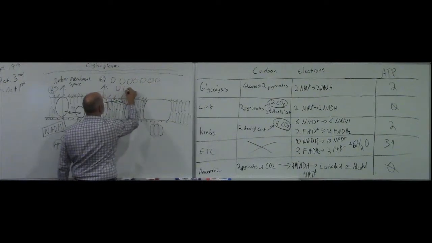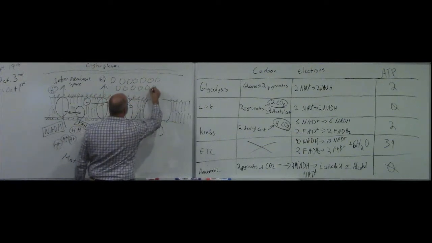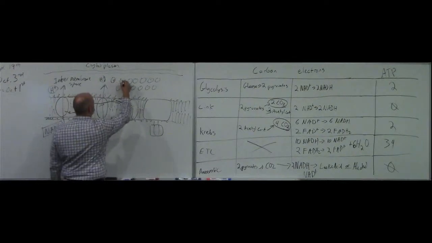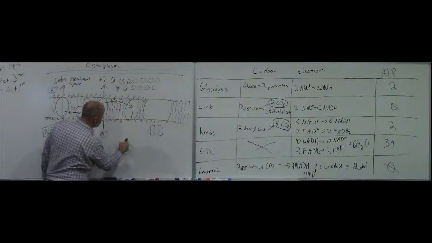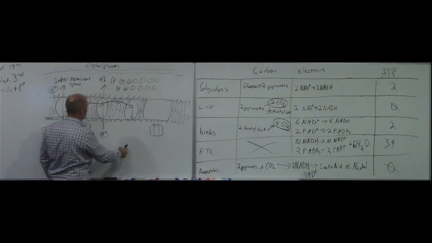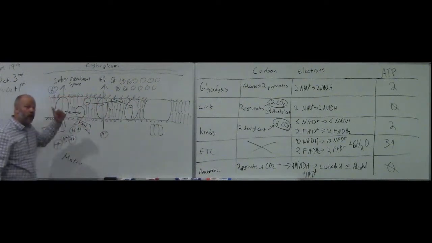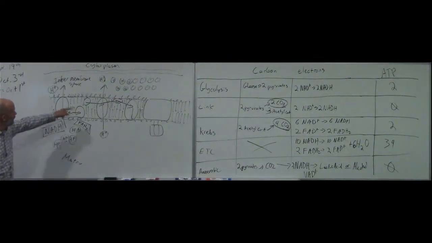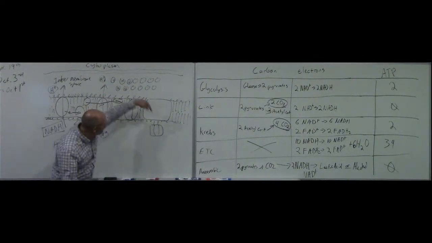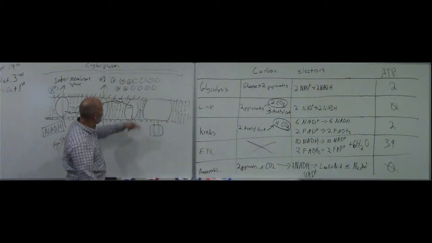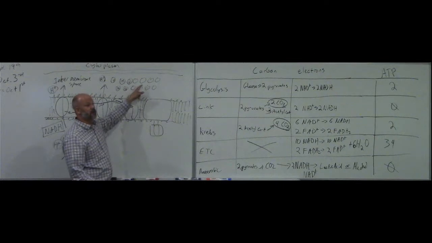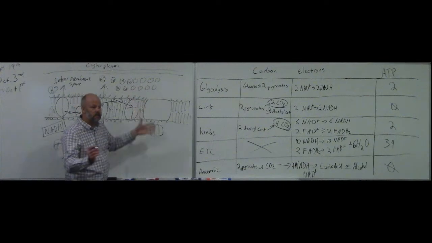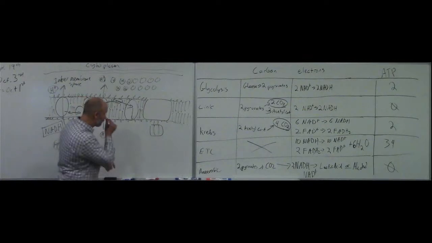We're forcing them to go where they don't naturally want to go. Diffusion says you want to go from high to low concentration. This is hypertonic. This is hypotonic. They want to flow here. I'm making them go this way against the gradient using electrons. They want to flow back. The only way they can flow back is through ATP synthase. So ATP synthase is going to use their natural concentration gradient to make ATP.